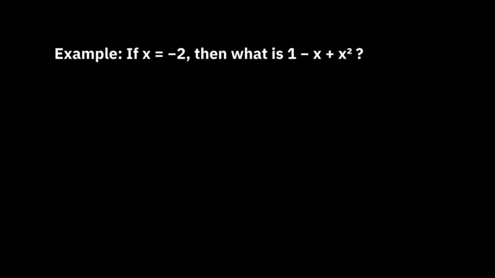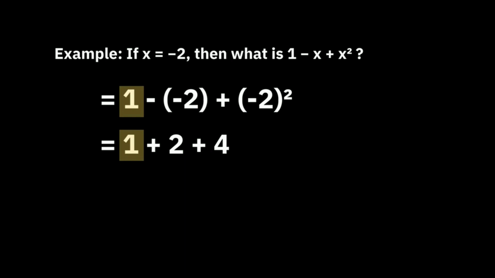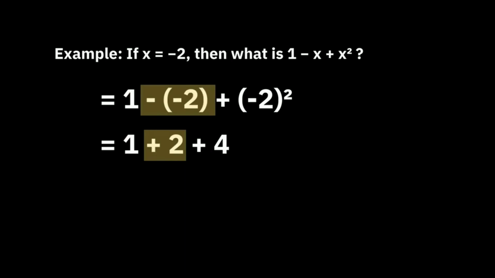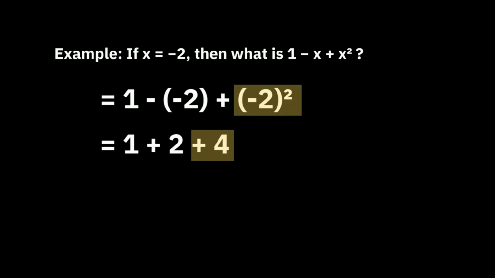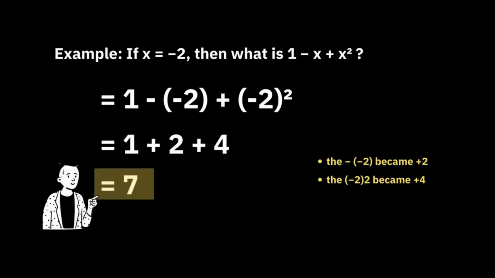For example, if x is equal to negative 2, then what is 1 minus x plus x squared? Now we put the quantity negative 2 where x is. So we have 1 minus the quantity negative 2 plus the quantity negative 2 squared, and that will become 1 plus positive 2 because negative times negative is positive. Then negative 2 squared, because when you multiply negative 2 by itself twice, you will get 4. So we have 1 plus 2 plus 4 is equal to 7.